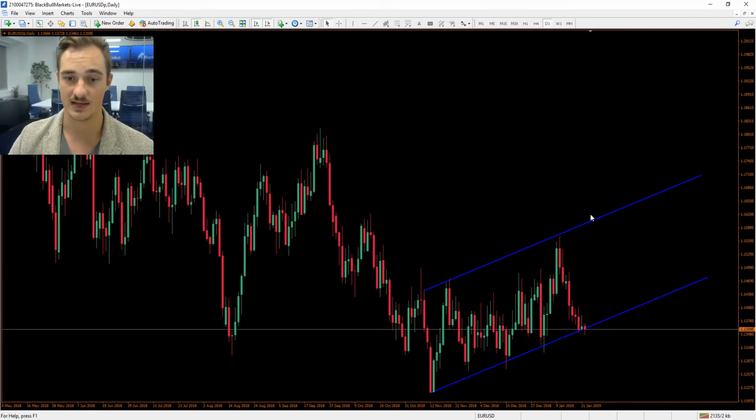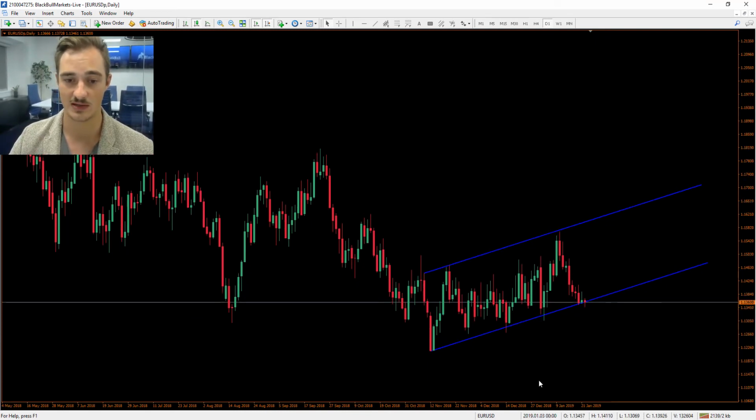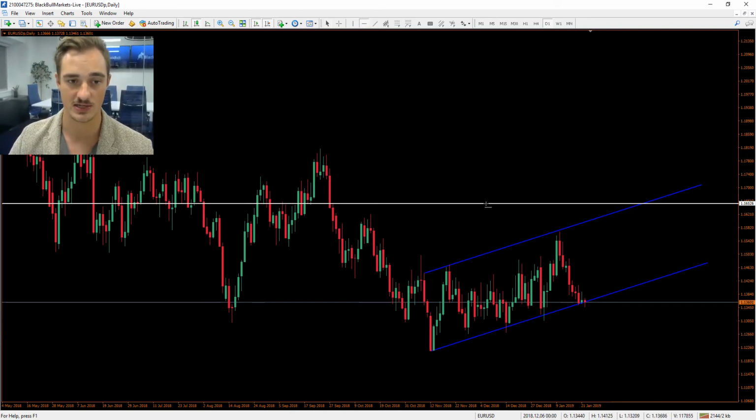So again, this is the daily time frame. We were looking at this channel, still moving in the channel, so nothing much happened here. Again, looking for a breakout of that channel. If it does break either to the upside or to the downside, we could look at all these potential areas.